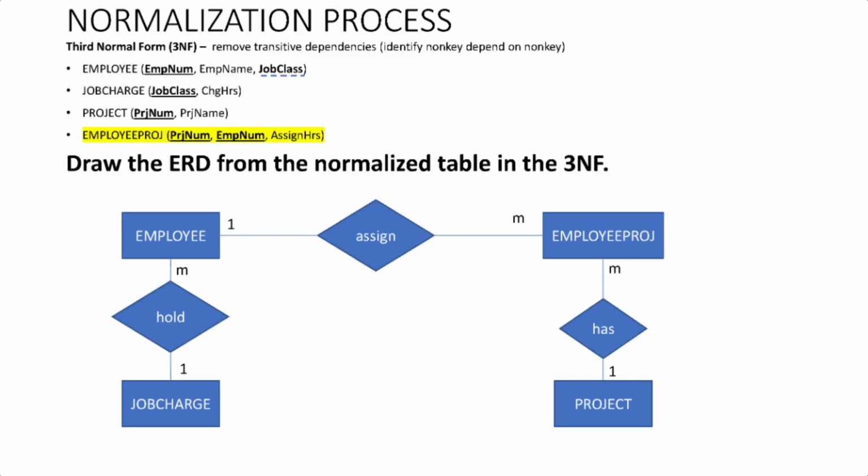We can see it is a foreign key because the job class exists here, and the job class is actually the primary key in the job charge relation. The foreign key is underlined with dotted lines, and the primary key is underlined with a solid line. So how do we draw it? In the ERD, the job charge is one, and the employee is many, because job class in the employee relation is a foreign key.